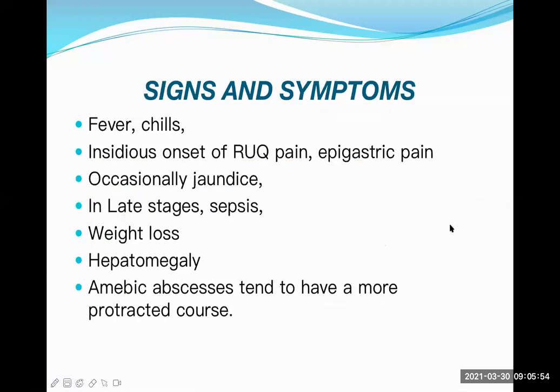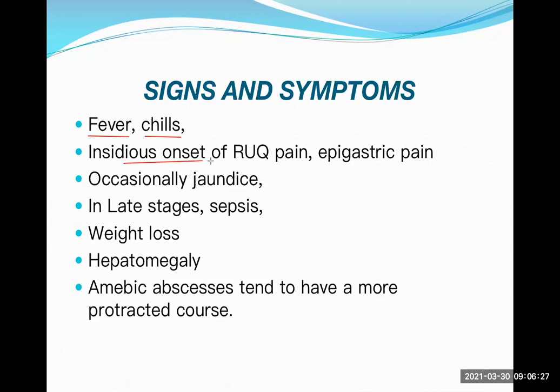Let's move on. Now, what are the signs and symptoms of pyogenic liver abscess? Now see that this is an abscess collection in our body. So this is an infection in our body. So there will be fever. And this fever is high-grade fever with chills and sometimes even rigor. Chills means feeling cold. Rigor means shivering. Most abscesses have fever of this type.